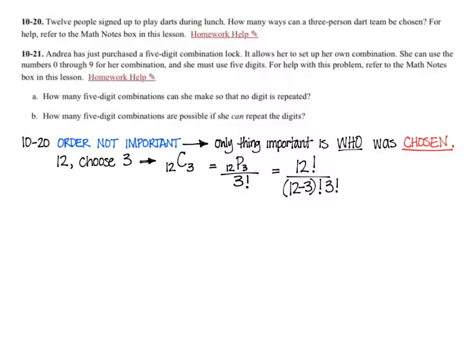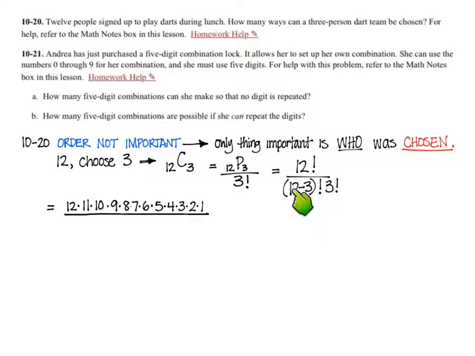So what does factorial mean? Factorial means you're going to multiply all the numbers descending from 12 all the way down to 1. So you've got 12 times 11 times 10 times 9 times 8 times 7 times 6 times 5 times 4 times 3 times 2 times 1. And all of that is 12 factorial.